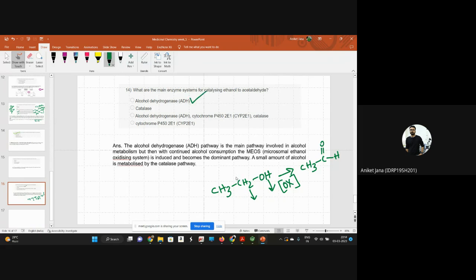The alcohol dehydrogenase ADH pathway is the main pathway involved in alcohol metabolism, but with continued alcohol consumption, the MEOS, microsomal ethanol oxidizing system, is induced and becomes the dominant pathway. A small amount of alcohol is metabolized by the catalase pathway. So our desired answer is alcohol dehydrogenase, by which ethanol is converted to acetaldehyde.